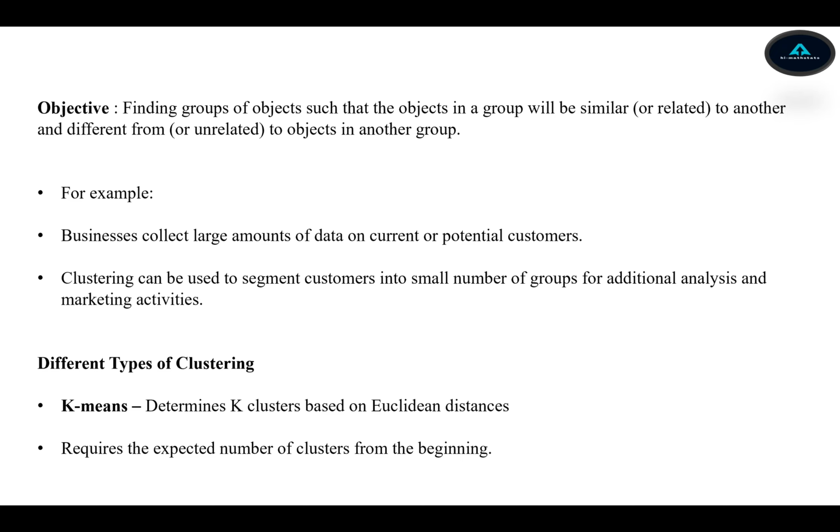Now, we have different types of clustering, the most famous being K-means. K-means determines K clusters based on Euclidean distances. What we should know when it comes to K-means is that it requires the expected number of clusters from the beginning. That is one of the drawbacks of K-means: we have to specify the expected number of clusters from the beginning.